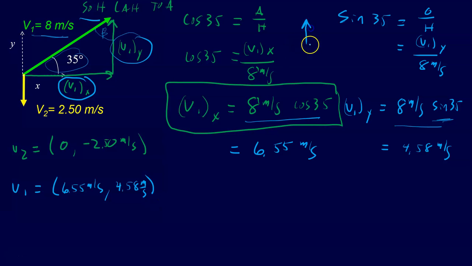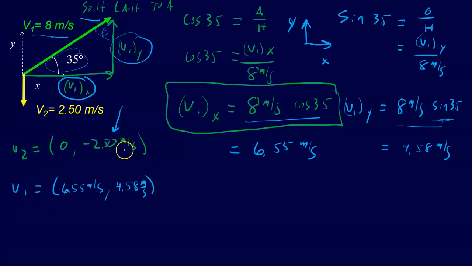Again, like we said before, unless we state otherwise, I will typically be using an XY coordinate system like this here. And so the vector V1 is in the positive X and the positive Y, so both of these are positive. The only time we had to think about negative was for this V2.